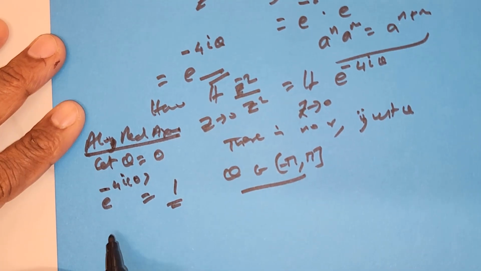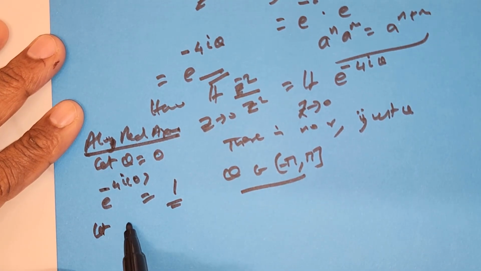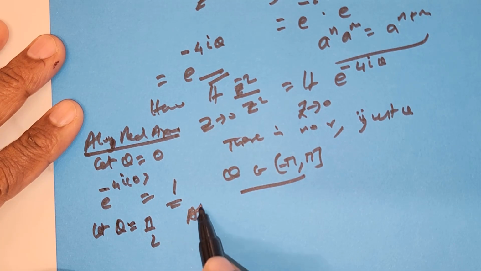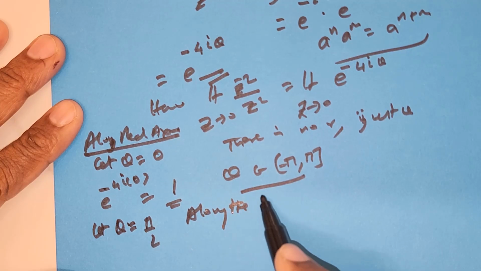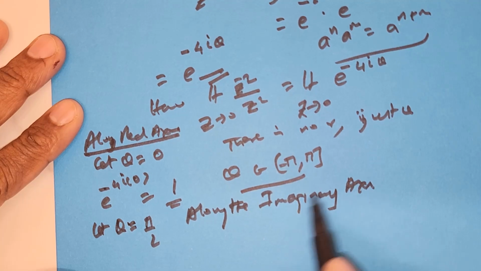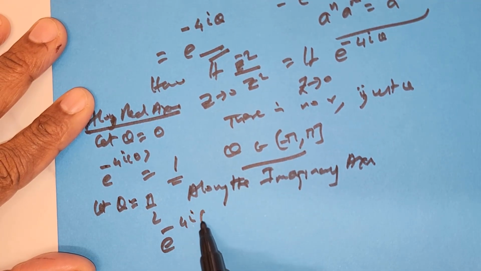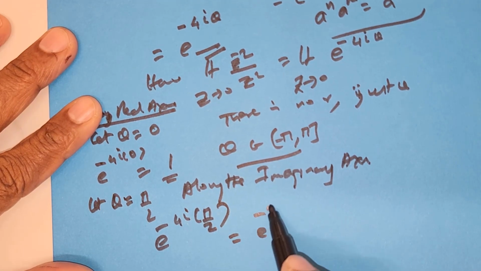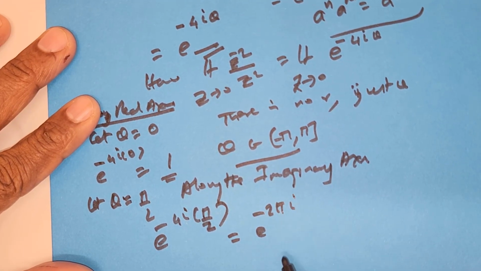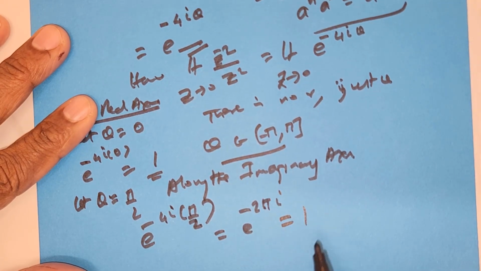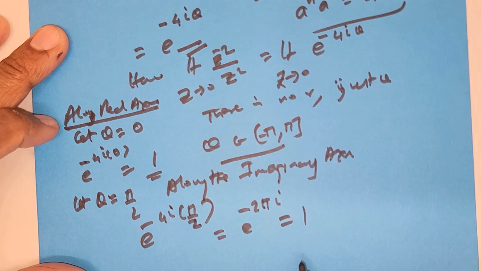This is one value. Next, you take the imaginary axis. So let theta be equal to pi over 2. This is along the imaginary axis. So what do you get? E raised to the power of negative 4 times i pi over 2. So this is e raised to the power of negative 2 pi i. Right. But what is this? This is nothing but 1.